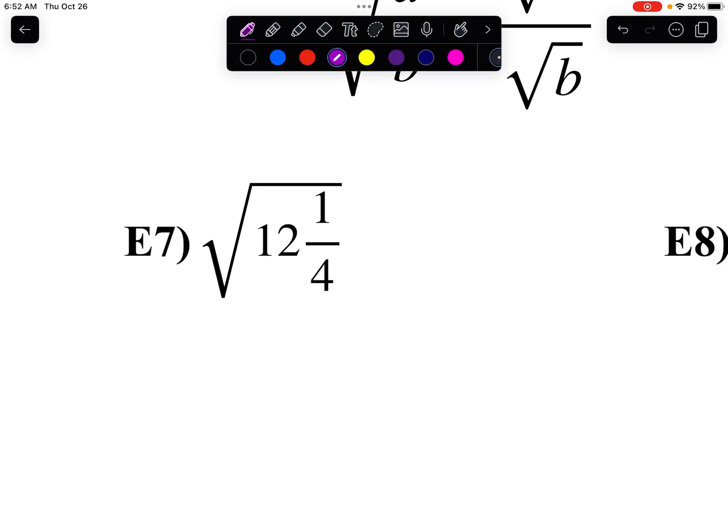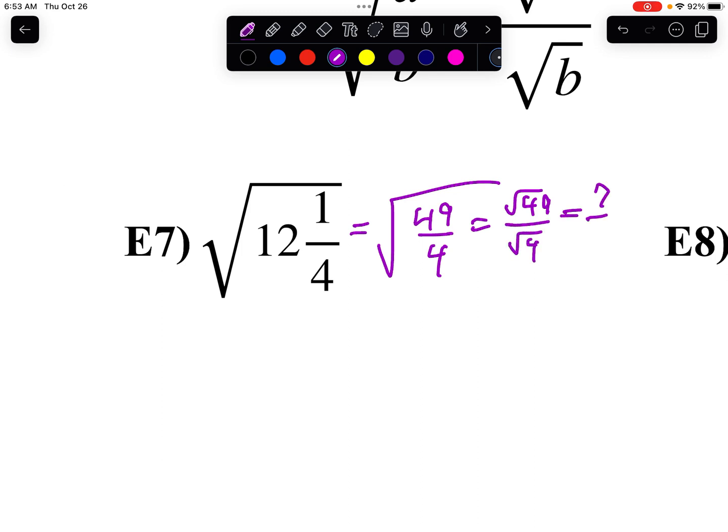Now, we never talked anything about a mixed number. So let's not do a mixed number. Let's change that to a fraction. So that's going to be the square root of 49 over 4. Now I can rewrite that as the square root of 49 over the square root of 4. So we get 7 over 2. And there's your answer.